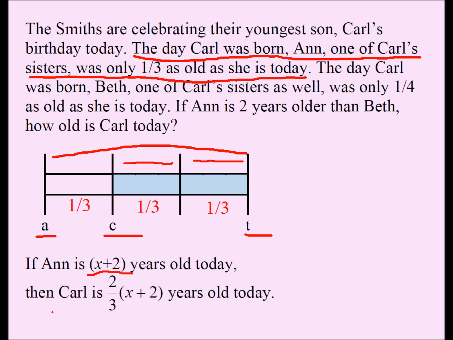So I'm saying then Carl is 2/3 times x plus 2, because we're claiming this whole thing is x plus 2. So Carl must be 2/3 of x plus 2, or 2/3 times x plus 2. So we're going to move on and work on the next line.